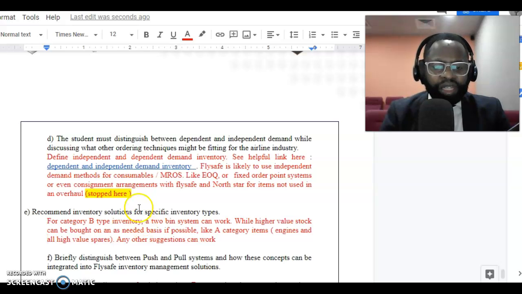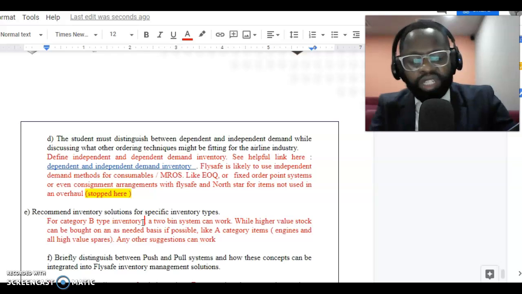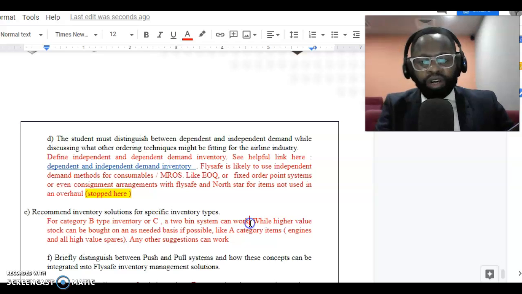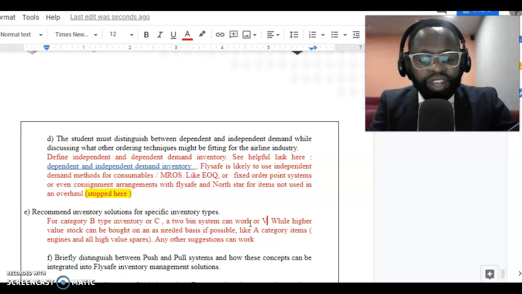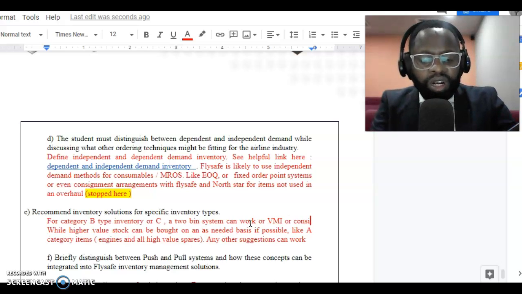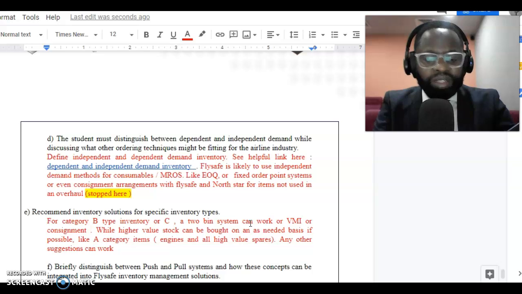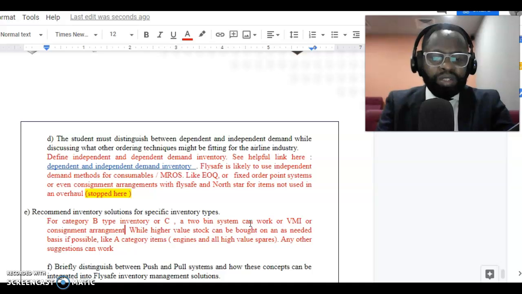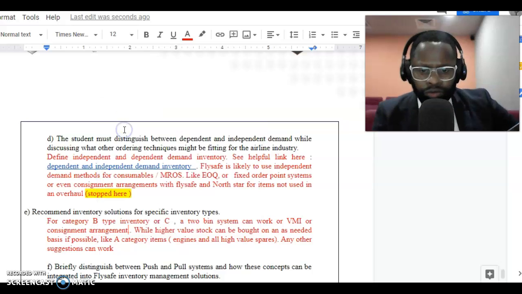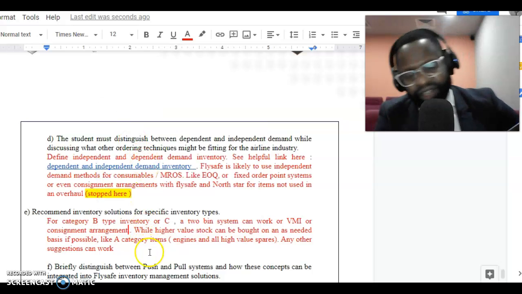So for category B or C inventory, a two-bin system can work. That's one option. Or vendor managed inventory, or consignment arrangement, right? And you have recommended just in time for the high values, which is good.